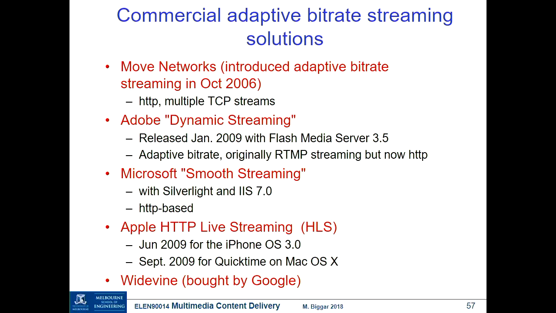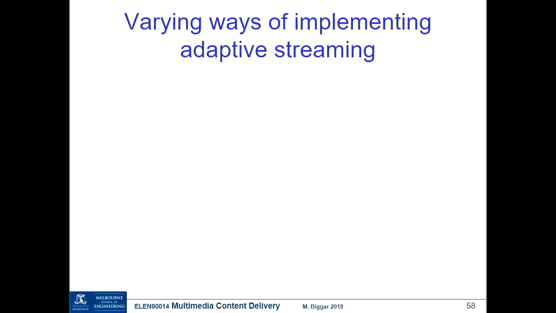But all the major players, Adobe, Microsoft and Apple in particular, are using some version of adaptive streaming. I mentioned Widevine down here. It's not very well known, but it's been bought by Google and actually used to be used by Telstra. As far as I know, it's still used as well. And it has a version of adaptive streaming. They have different names: dynamic streaming, smooth streaming, HTTP Live Streaming, or HLS. But they do the same thing.